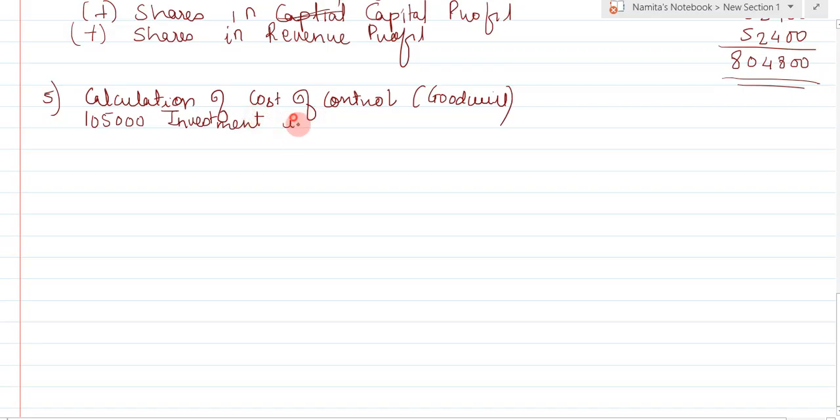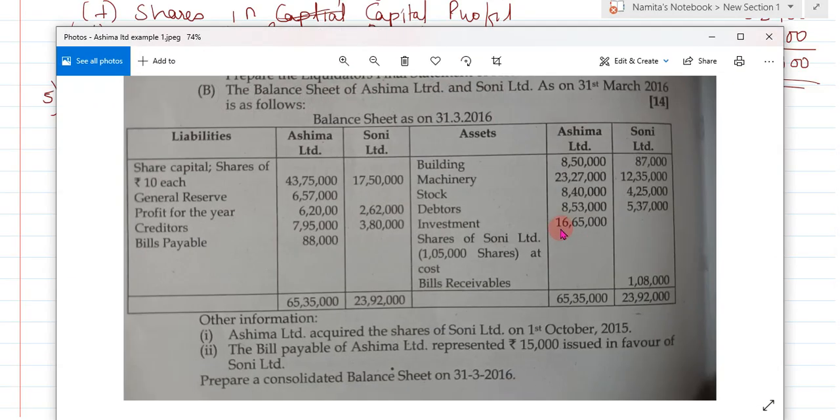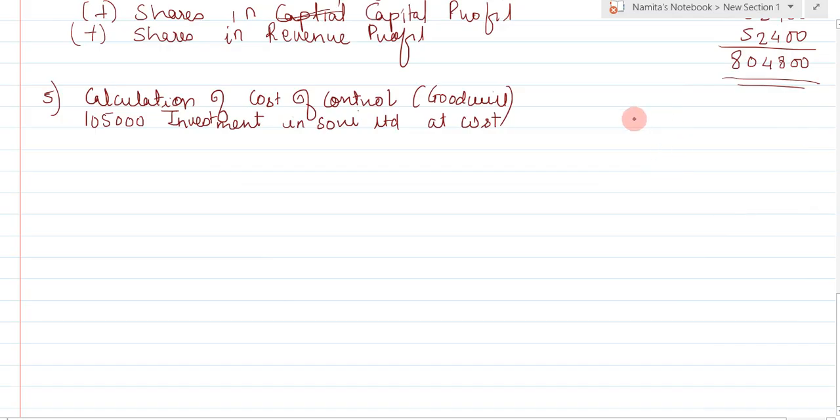in Sony Limited at cost. Okay, so the amount is 16,65,000. So at this cost the shares were invested in Sony Limited.